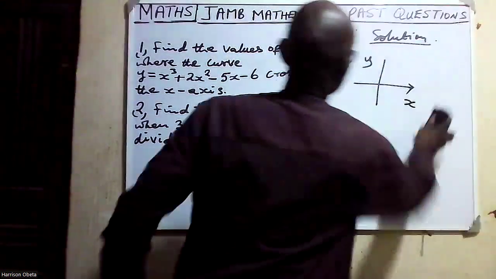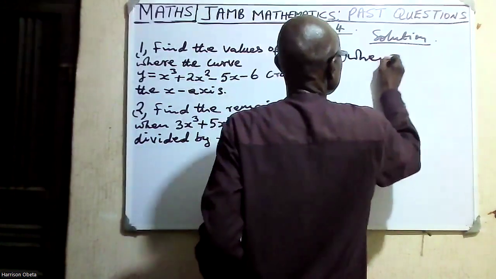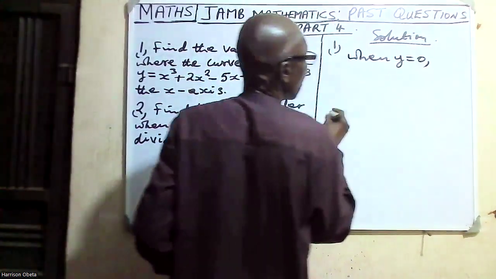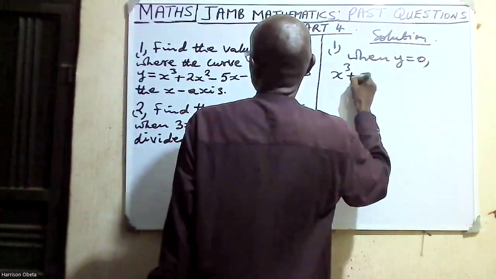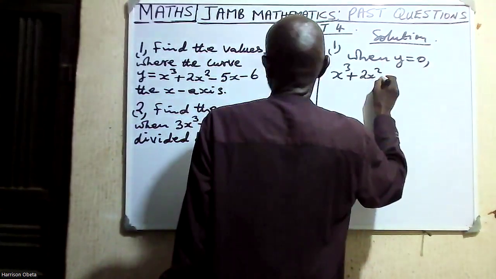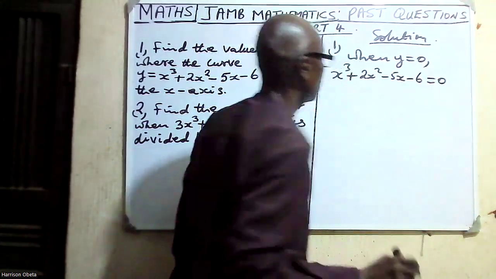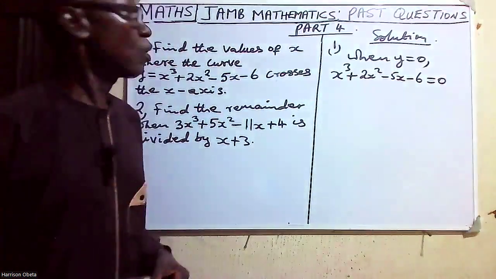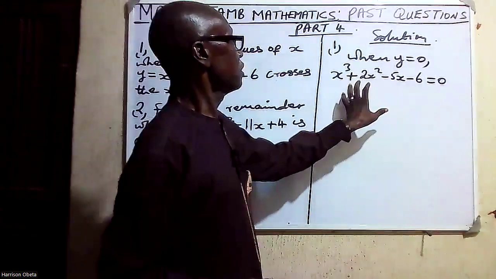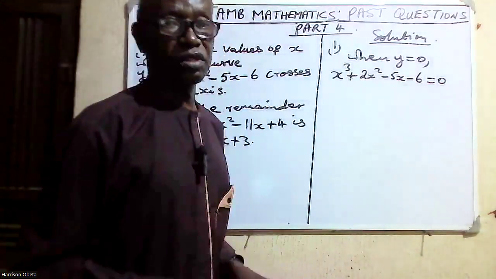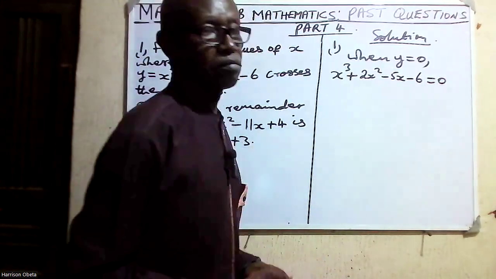That means when y equal to 0, it means that x cubed plus 2x squared minus 5x minus 6 equal to 0, taking the value of y. Now, for us to get the values of x, we need to find the factors of this. The factors are those values that can divide this without any remainder.